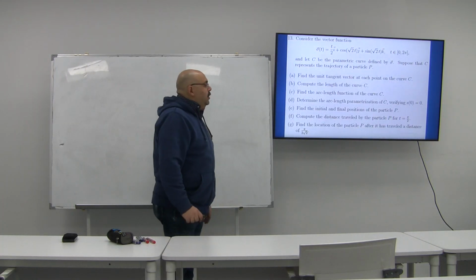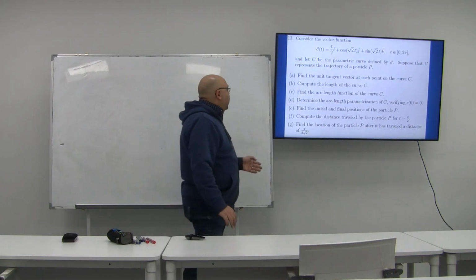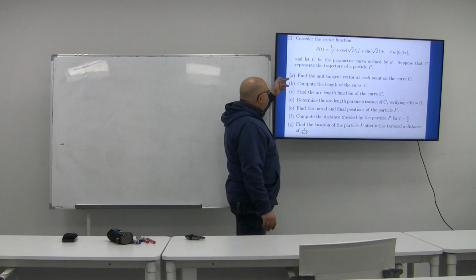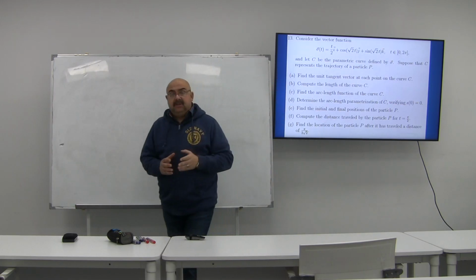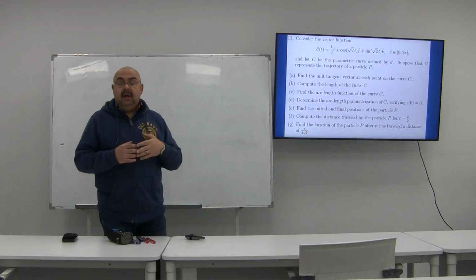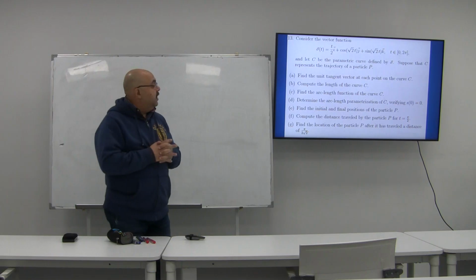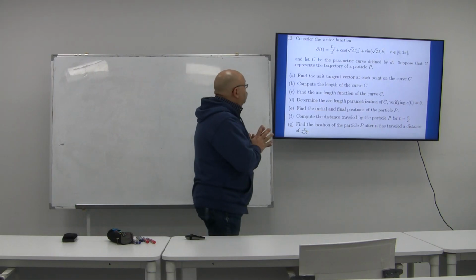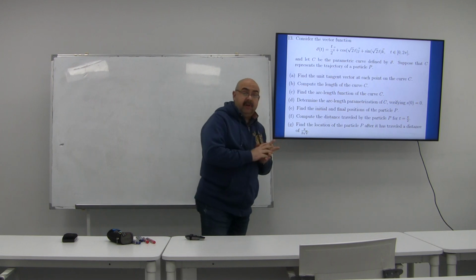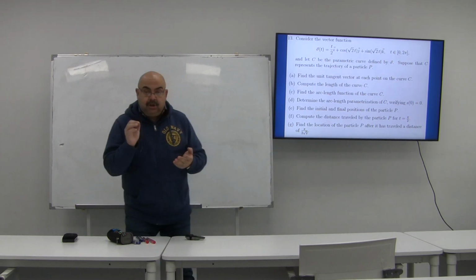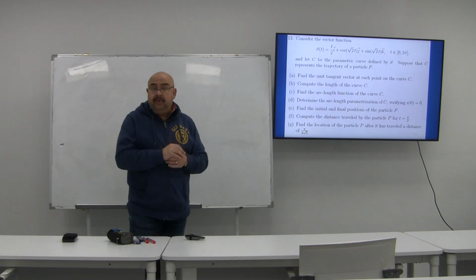Okay, just look at this. You have A, B, C, this is 1, 2, 3, 4, 5, 6, and 7. Seven requirements that you can be asked about for this problem. The first question is to find the unit tangent vector at each point on the curve. I need to find the unit tangent vector at each point through this curve.